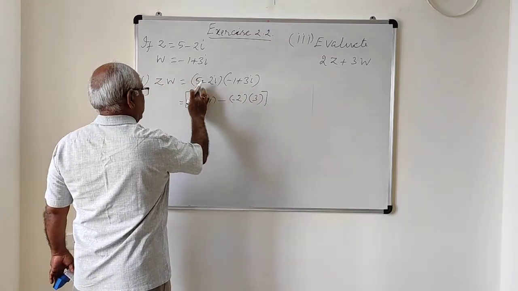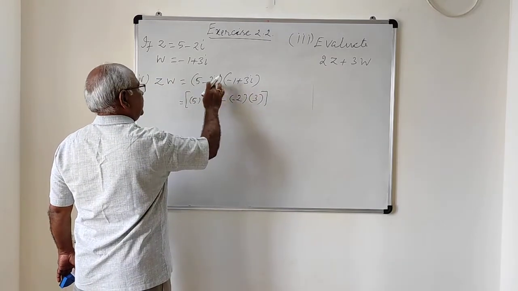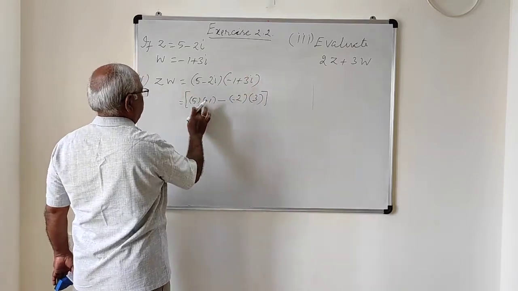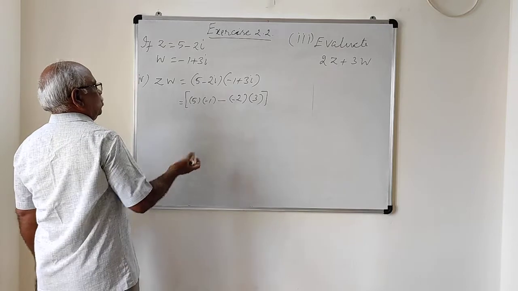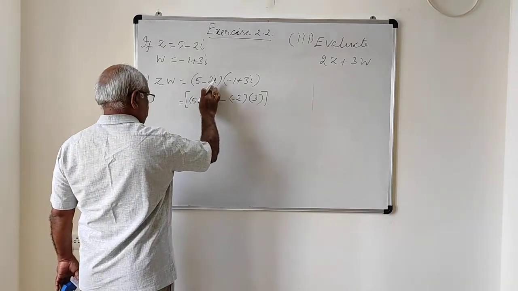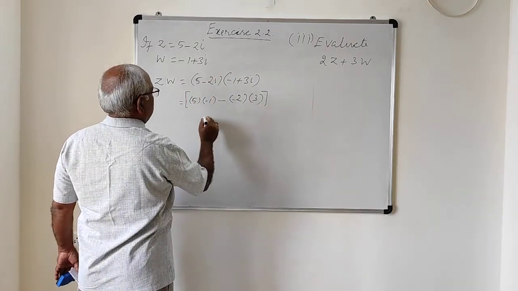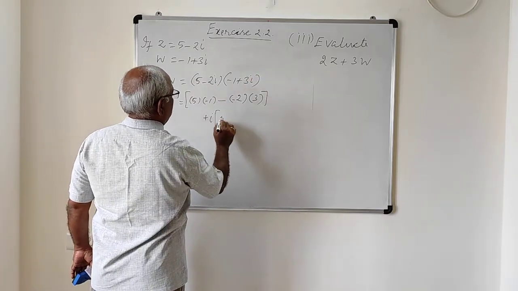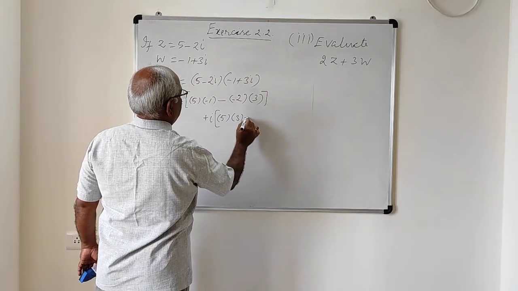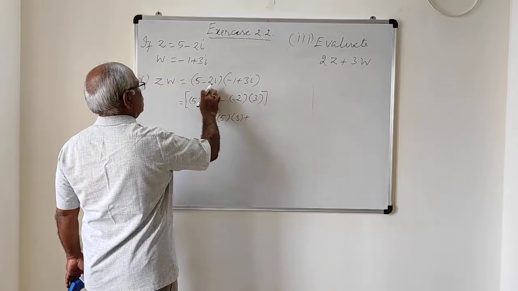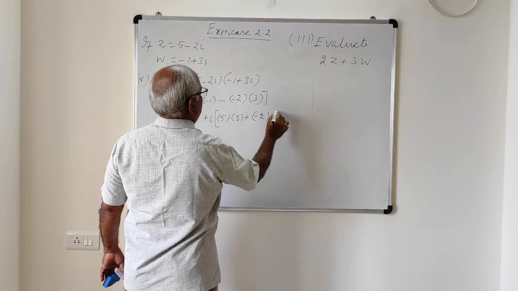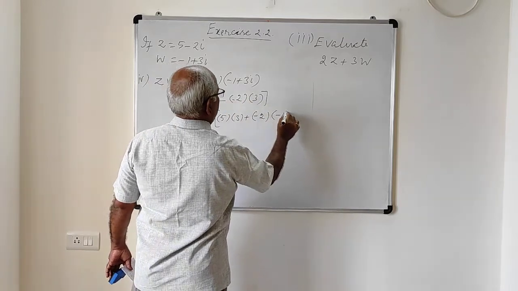x1, x2: x1 is 5, y1 is minus 2. x2 is minus 1, y2 is 3. Therefore, x1 x2 is 5 into minus 1, minus y1 y2. y1 is minus 2, y2 is 3, plus i into x1 y2, 5 into 3, plus x2 y1. x2 is minus 1, y1 is minus 2.